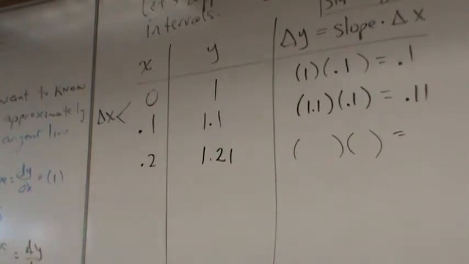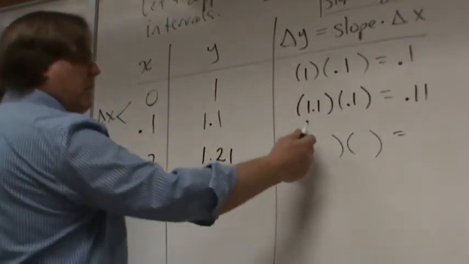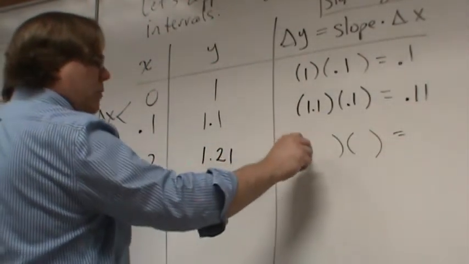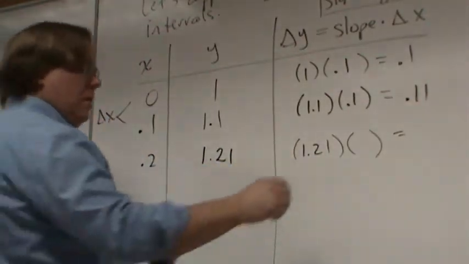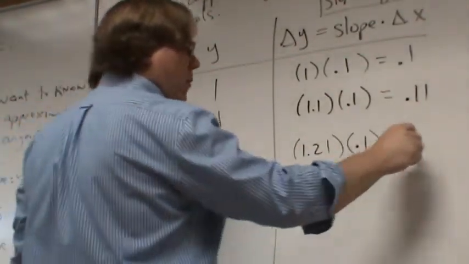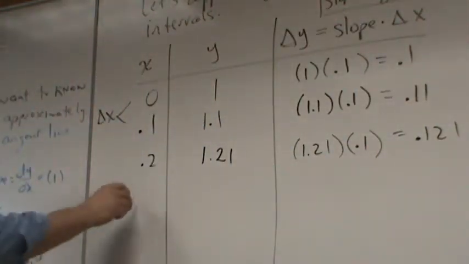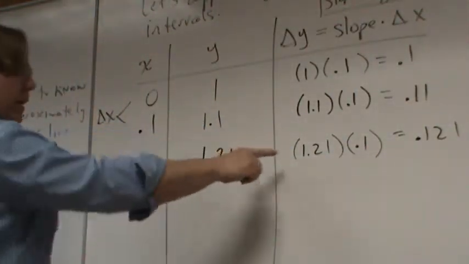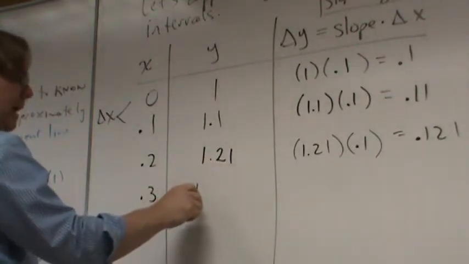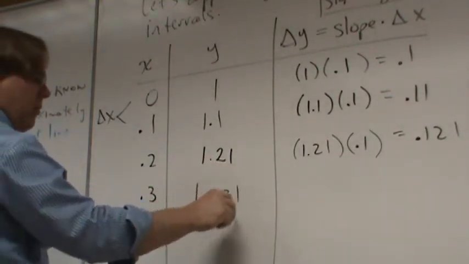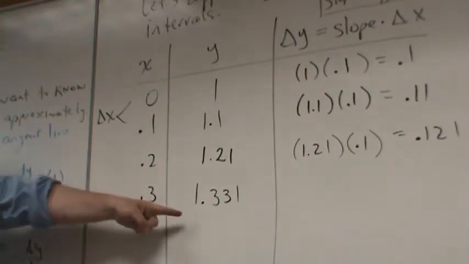Okay. Well, hey, let me do this next one. Are you guys okay that the slope now is the y-coordinate, which is 1.21? Which means when I multiply by 0.1, I get 0.121. You guys okay with that? So when this is 0.3, I add 0.121 to this guy, and I get 1.331. How many people got 1.331 for this guy?